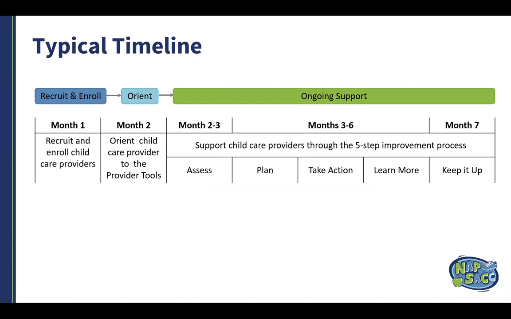Typically, we think about doing this over the course of maybe 5 to 7 months. With the first month, you're recruiting and enrolling childcare providers. In month 2, you're holding childcare provider orientation, teaching them how to use the website, and then starting to work through the 5-step improvement process. We recommend having at least 1 check-in a month, if not more. Some childcare providers will need more, some less.